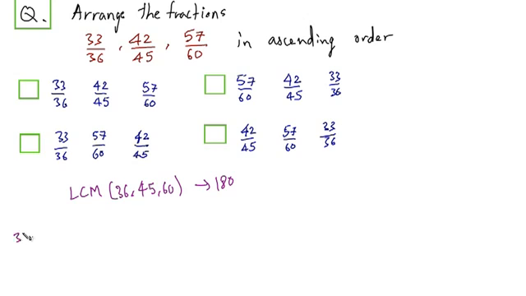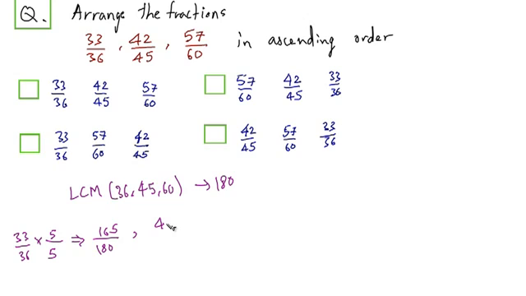So 33 by 36 into dash is equal to something upon 180. We'll have to multiply 33 by 36 by 5 by 5. So 36 into 5 is 180. Therefore 33 into 5 gives us 165.